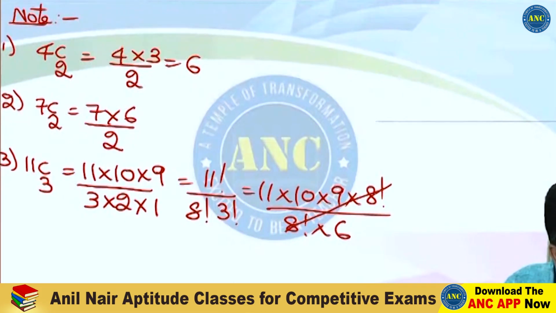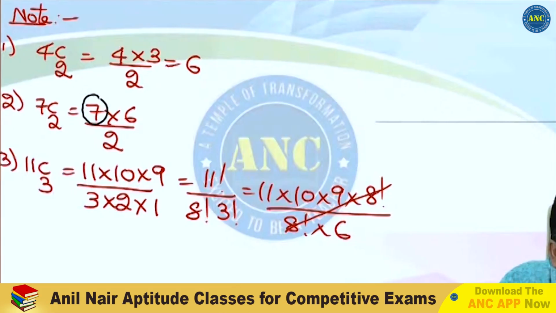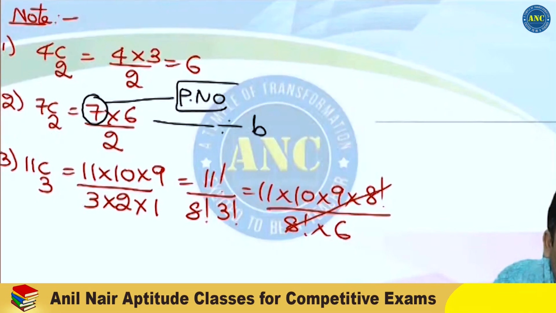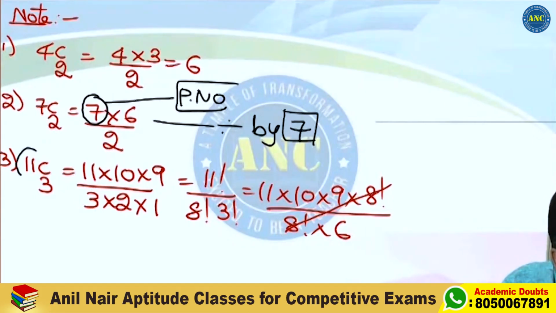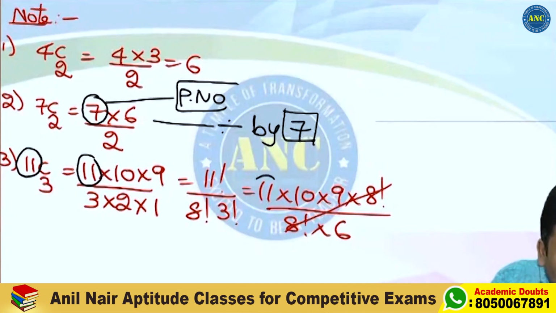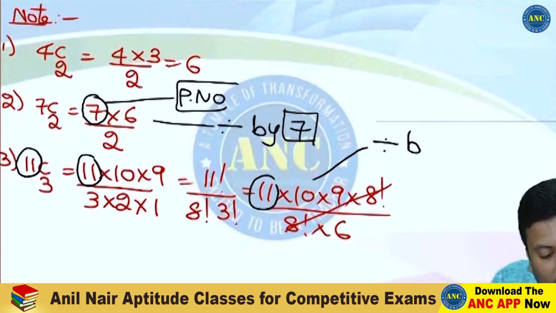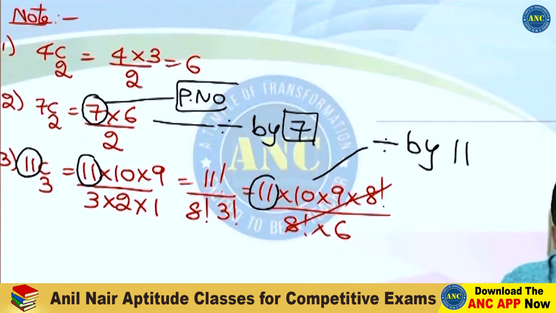There is something which I want you to know. See here. 7C2 is 7 into 6 by 2. 7 is a prime number. Can a prime number be decomposed further? No. The answer will be divisible by 7. 11C3: 11 is a prime number. Can a prime number be decomposed further? No. The answer will be divisible by 11.